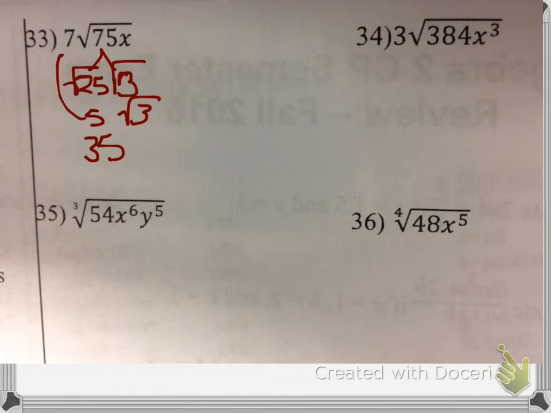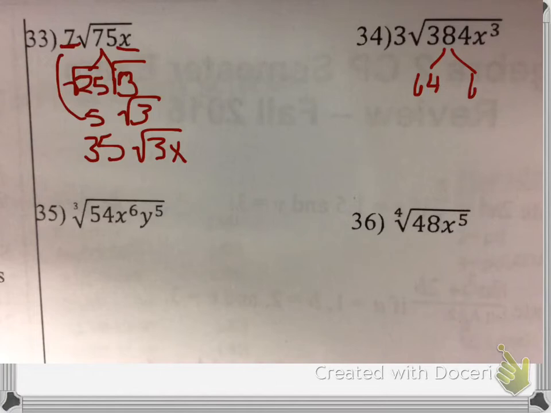So you take that number that's on the outside and multiply it to the original number that was outside. When you look at variables, you see if you can get them in pairs. There are no pairs of x's, so it stays under. Here, the square root of 384 gives me 64 and 6.